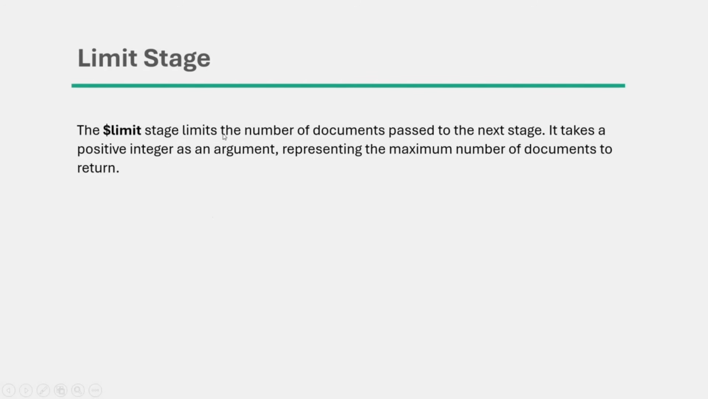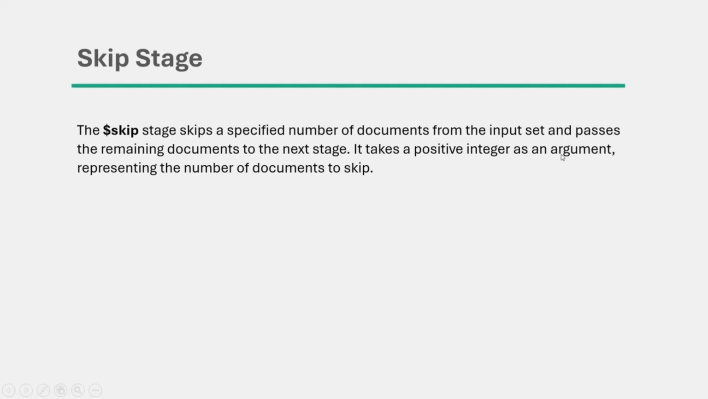The limit stage limits the number of documents passed to the next stage. It takes a positive integer. As you saw, I passed 10, which is a positive integer, and it represents the maximum number of documents which MongoDB should return. Then we also have another stage called skip.